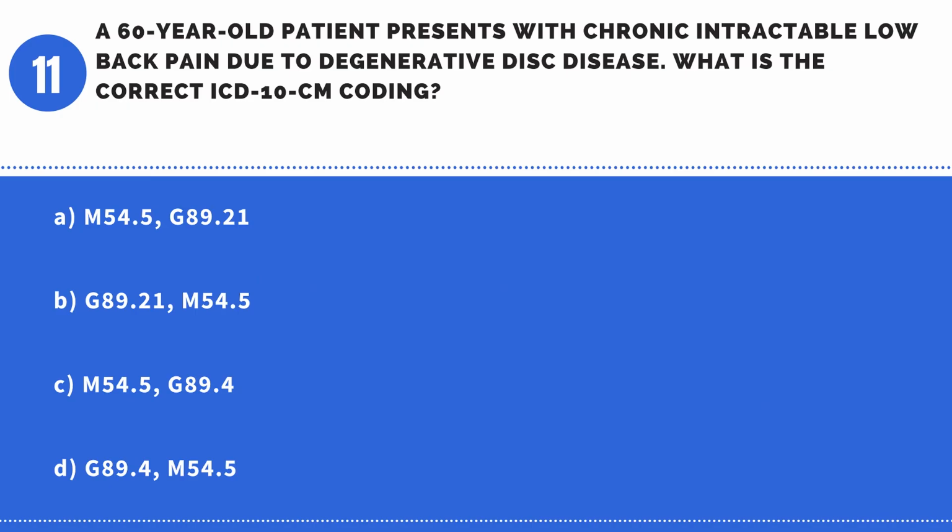Question 11. A 60-year-old patient presents with chronic, intractable low back pain due to degenerative disc disease. What is the correct ICD-10-CM coding? A. M54.5, G89.21. B. G89.21, M54.5. C. M54.5, G89.4. D. G89.4, M54.5.